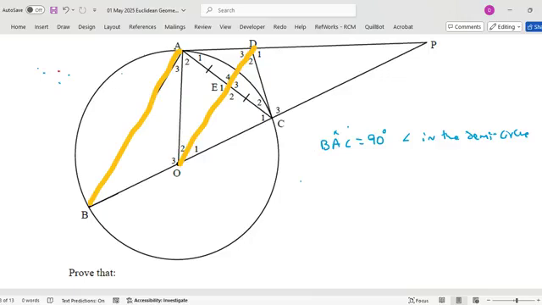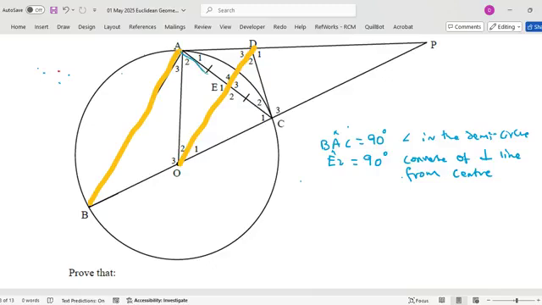Okay, and then also angle E2 will also be equal to 90. What is the reason that E2 is 90? Sorry, I said B2, I mean E2. Let's say converse of perpendicular line from center. Converse of perpendicular line from center.